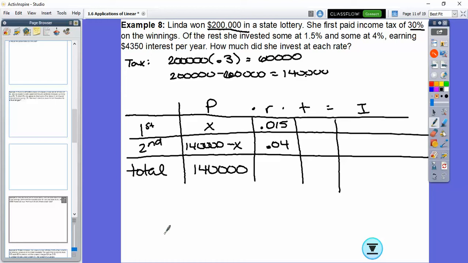Did I tell you what interest rate she's getting for the total one? Did I give you another percent in the problem? No. What other information is given here? How much she earned, the interest per year. That gives you the total amount of interest. So my total interest is 4,350.